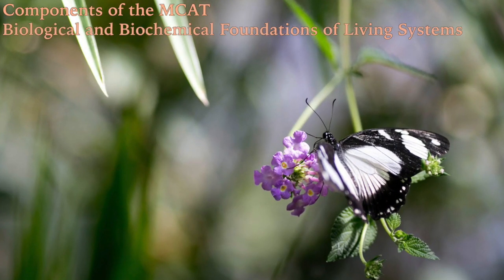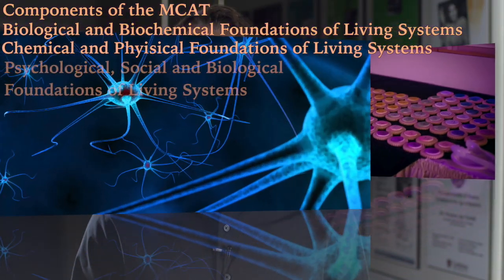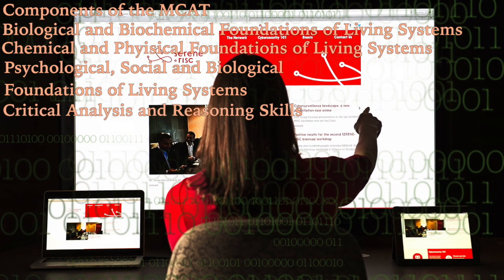You have 4 sections. There's the biological and biochemical foundations of living systems. There's the chemical and physical foundations of living systems. There's sociology and psychology, behaviors in living systems, and then your CARS section. So that's just a whole bunch of words. What does it really mean?